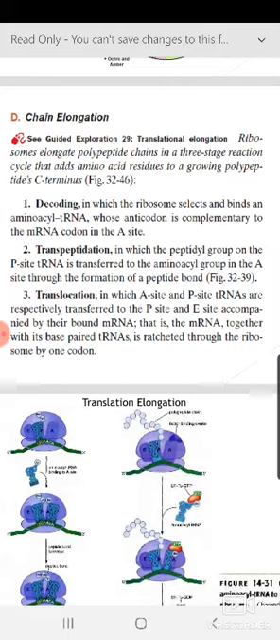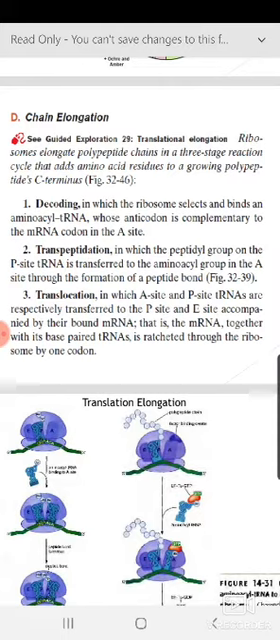Decoding. Now what is decoding? It is in which the ribosome selects and binds an amino acid tRNA whose anticodon is complementary to the mRNA codon in the A site. Transpeptidation, as I mentioned, is in which the peptidyl group on the P site tRNA is transferred to the amino acid group in the A site through the formation of a peptide bond. That means the peptide bond formation is taking place.